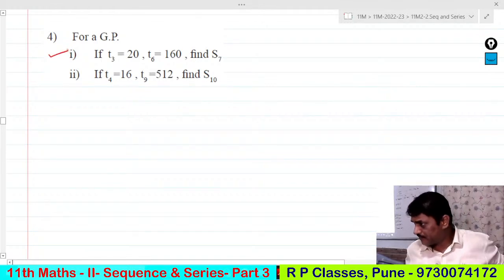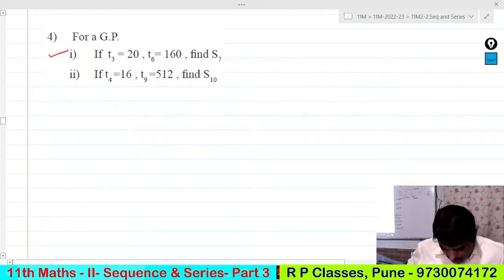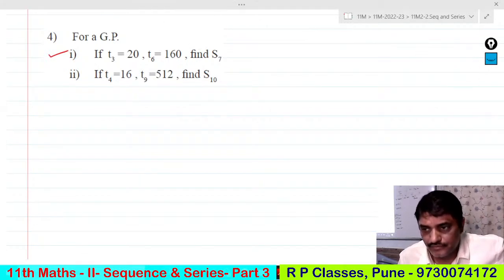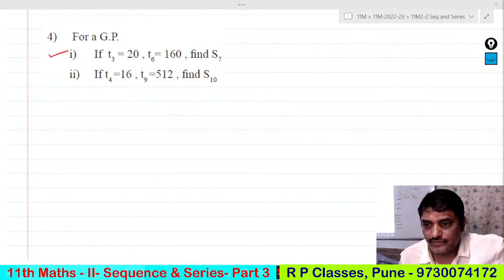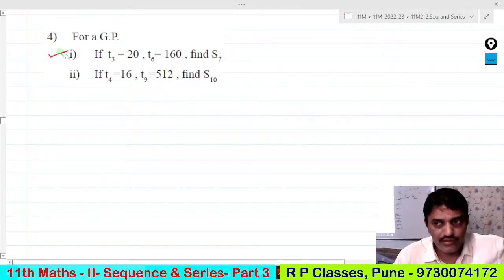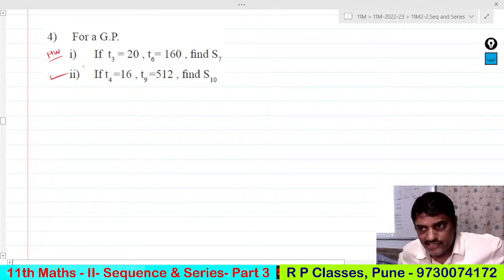सोचो कैसे करना. फॉर्मूला तुम्हारा बताओ मुझे, मैं सॉल्व करूंगा. How do you do that? नहीं एक सेकेंड, मैं दूसरा वाला करूंगा. पहला वाला होमवर्क देंगे. This is for the homework. Solve this. T4 दिया है, T9 दिया है, S10 करना है find out.